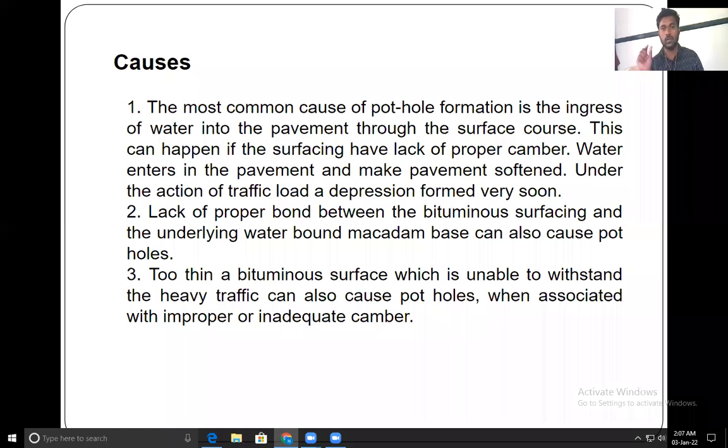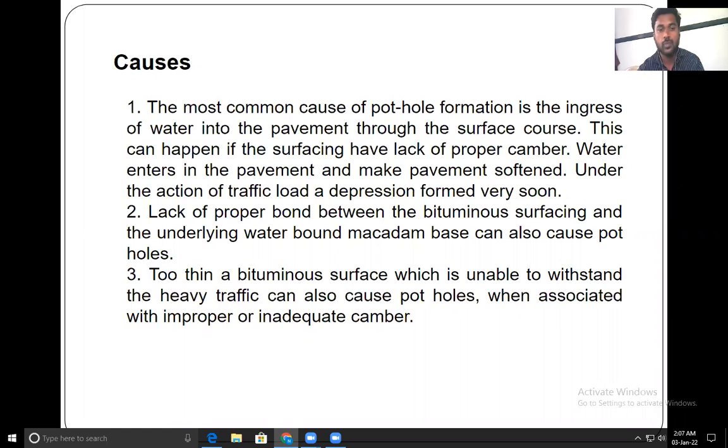Due to the stagnation and accumulation of water on the shoulders, if the water percolates through the shoulder, then the load carrying capacity may be reduced. So we need to understand that we should provide a slope for the shoulder as well, so that the water drains out directly into the drains.